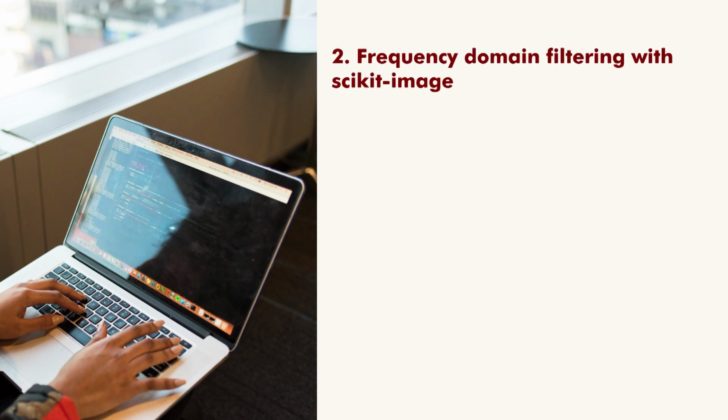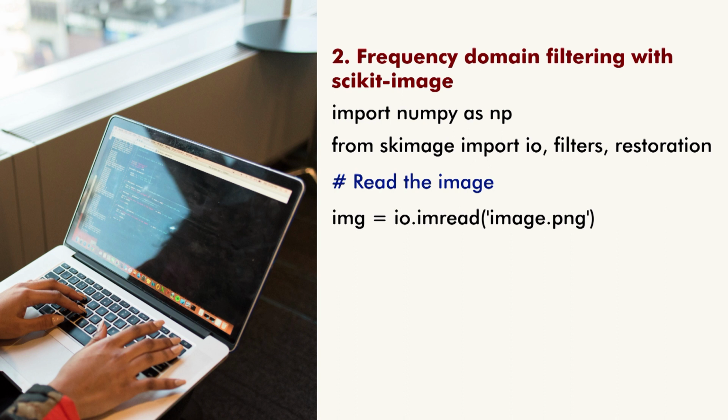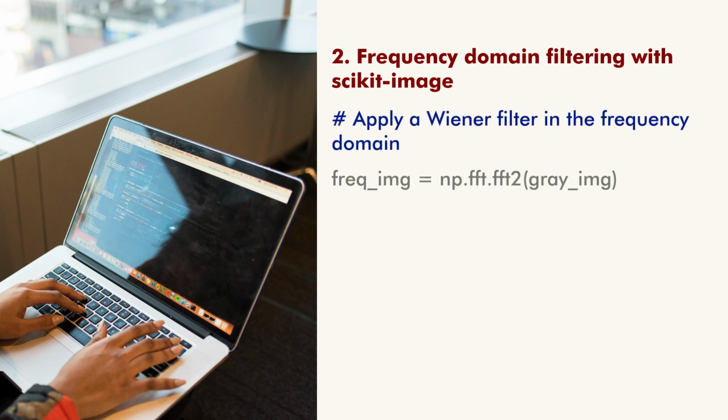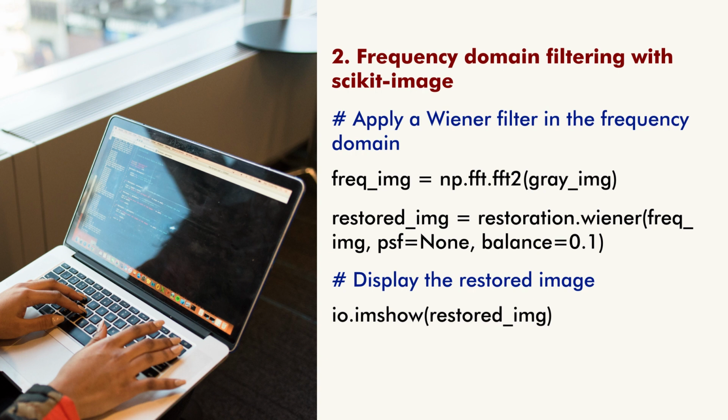Second is frequency domain filtering with scikit-image. For that, again we have to import the libraries and packages, then read the image by imread, then convert the image to a grayscale image. Why are we converting here? So that we can reduce the complexity, and we are using the filters.gaussian function for this image filtering. After that, apply a Wiener filter in the frequency domain for the extra feature addition. Then we display the restored image, which we can show by the imshow function.